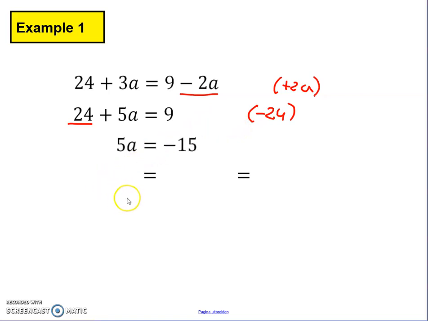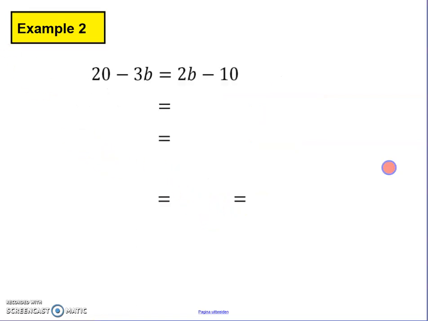So now we are ready for the last step. I'm going to show you who I am calculating, and that's variable a. How do we calculate variable a? Well, that will be minus 15 divided by 5, because this says 5 times a. And I'm doing the opposite. So what I'm going to do by now is I'm going to divide by 5. And when I do this, I have variable a, and I will get minus 15 divided by 5, and the solution is minus 3.